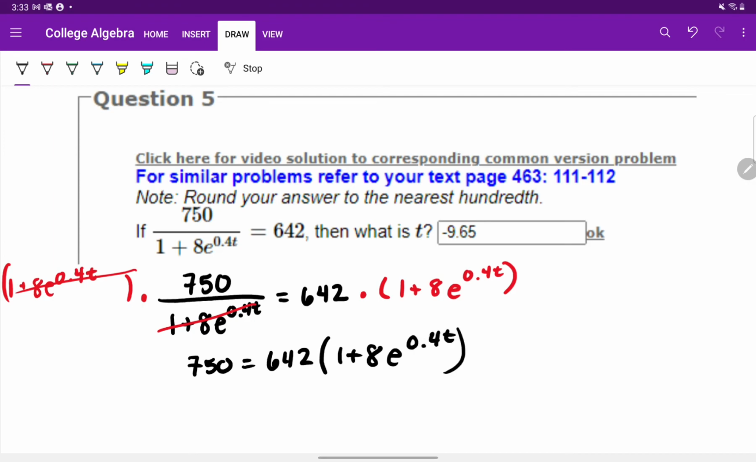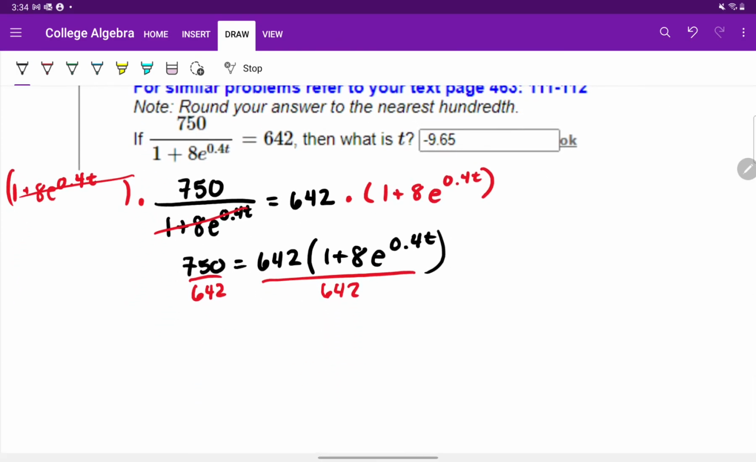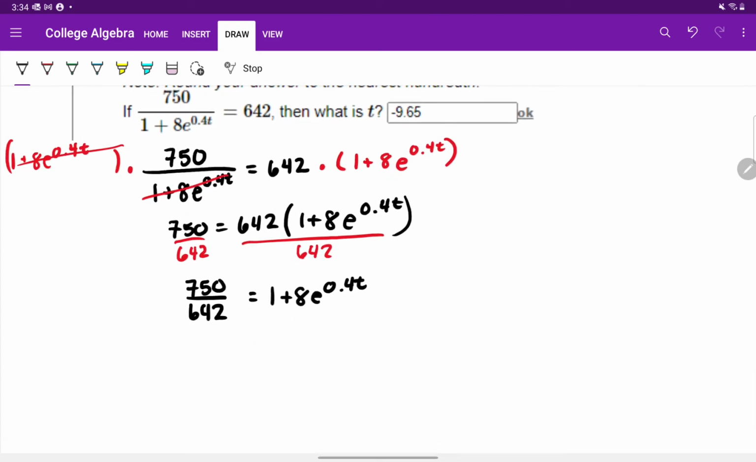Now I'm going to divide both sides by 642. So we've got 1 plus 8e to the 0.4t on the right, and 750 divided by 642 on the left. And that fraction obviously simplifies, but I'm going to be plugging all of this into a calculator anyway, so I'm not even going to worry about that. Let's get that t by itself. To do so, we're first going to want to get rid of the 1 and the 8, and then we can eliminate the e by taking the natural log of both sides.